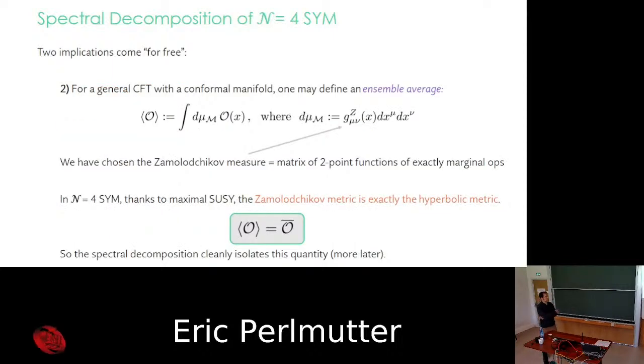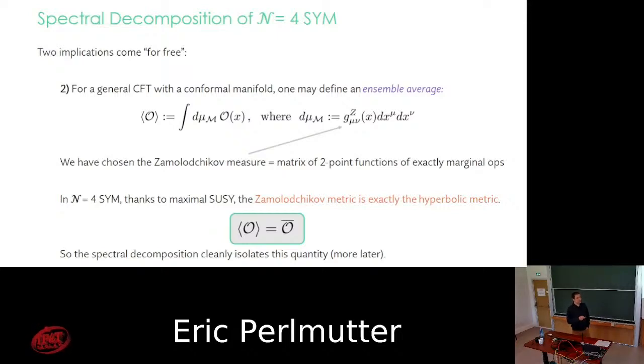So the second thing that comes for free, so to speak, is the following. If we have a general CFT with a conformal manifold, we can define what I'll call an ensemble average. Take some observable O, and define this bracketed O, this angle bracket O, as the integral of O, which depends on some moduli x, over the conformal manifold M with respect to some measure. Okay?